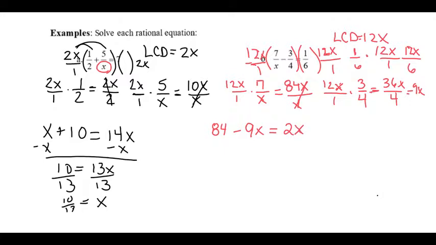So there's my equation without fractions. It's much easier to solve. It's a linear equation, just every x is to the first power. I'm going to start by moving 9x over to the other side. Since they subtracted it, I will add it.